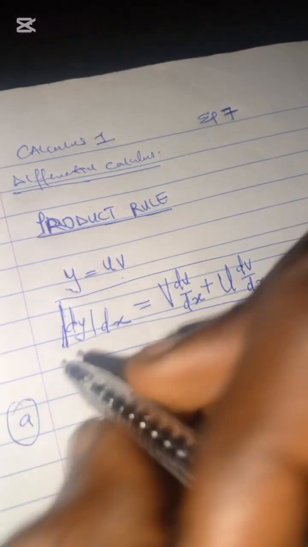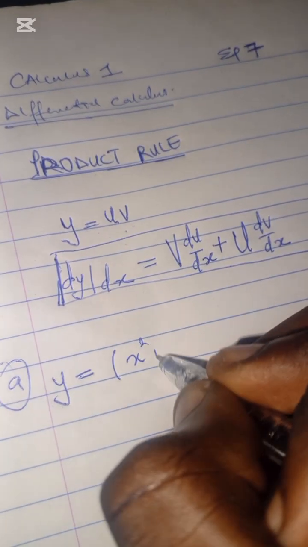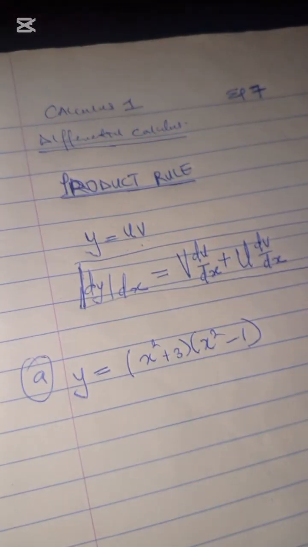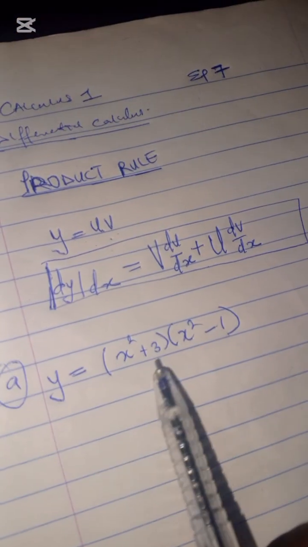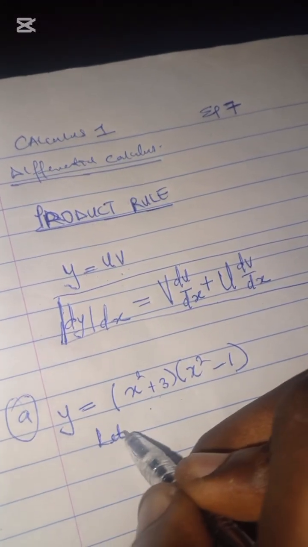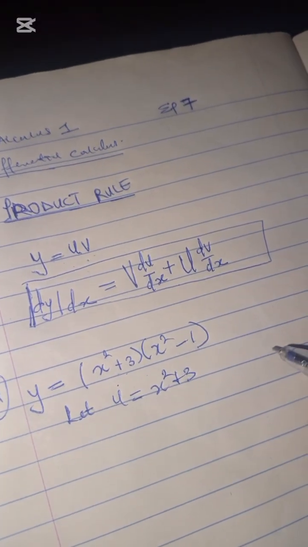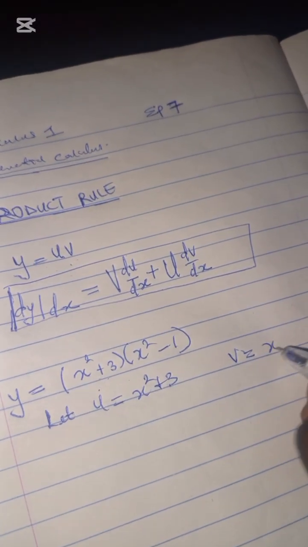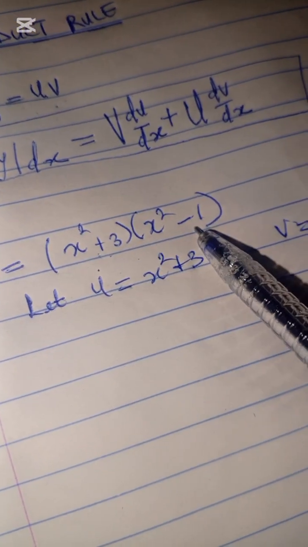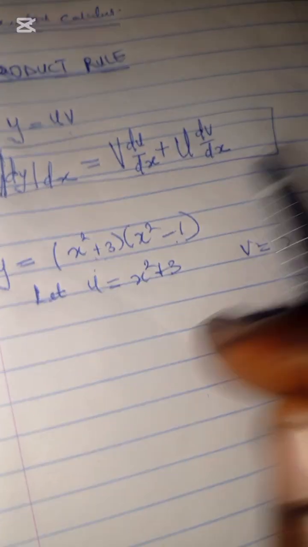I have my first example here. y equals x squared plus 3, multiplied by x squared minus 1. Basically you just need to substitute u and v for each polynomial. So let u equal x squared plus 3, then v will be x squared minus 1. I substituted u for this and v for this. So go ahead and differentiate both u and v.